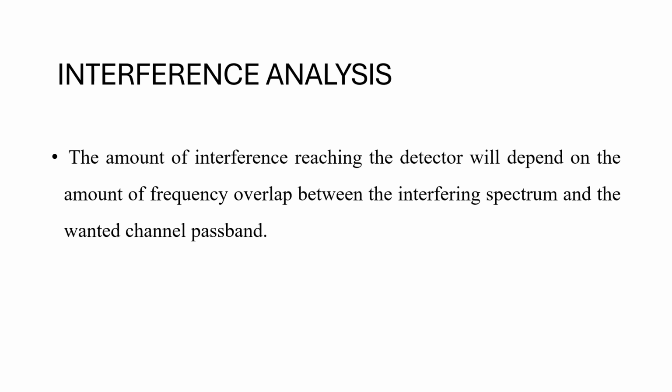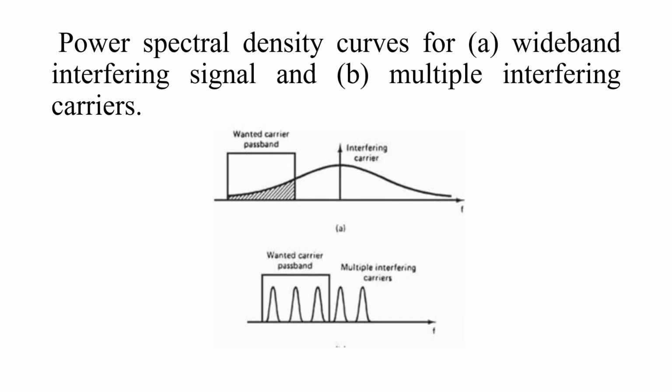The amount of interference reaching the detector will depend on the amount of frequency overlap between the interfering spectrum and the wanted channel passband. So consider this figure. This figure is the power spectral density curve for a wideband interfering signal and multiple interfering carriers. The first figure indicates the wideband interfering signal, whose bandwidth is wide, and the wanted carrier signal, whose passband lies within this interfering signal. The next case is the wanted passband, which has a particular band of frequencies, and within the passband there are multiple interfering carrier signals.